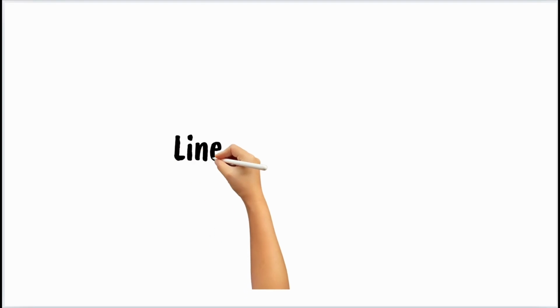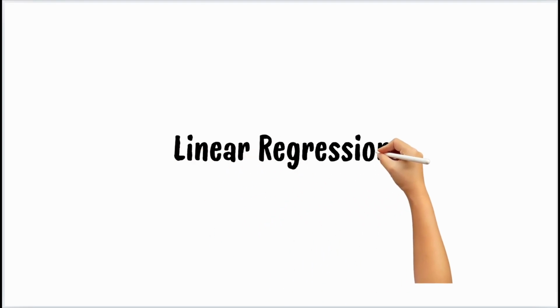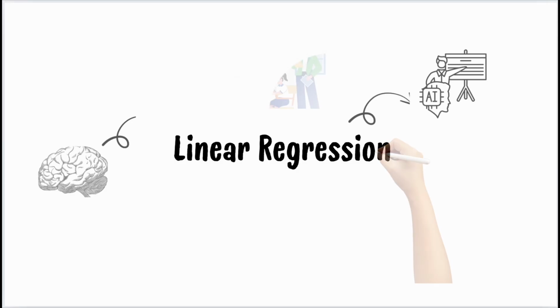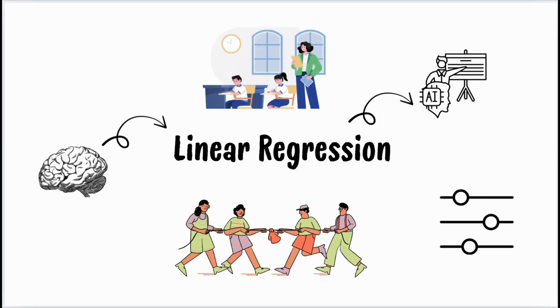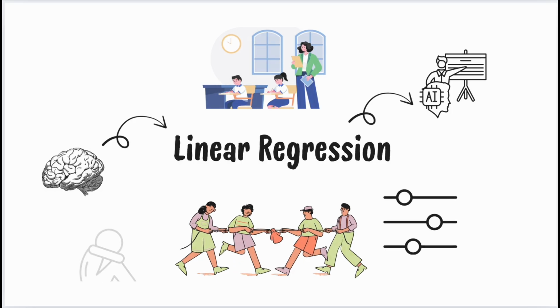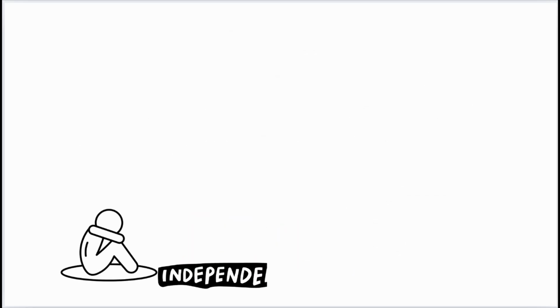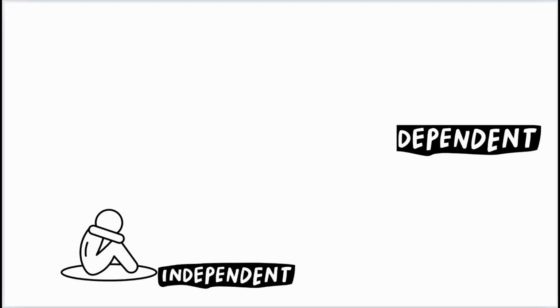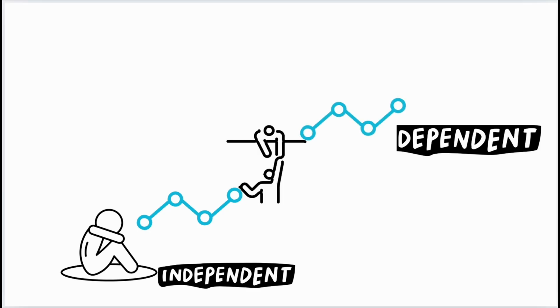Linear regression is one of the simplest machine learning algorithms that helps us understand the direct relationship between two variables. Imagine we have two main characters in the story: our independent variable, like the cause, and our dependent variable, which is the effect. Now let's see how they connect. And here comes the magic. The line shows how one influences the other.